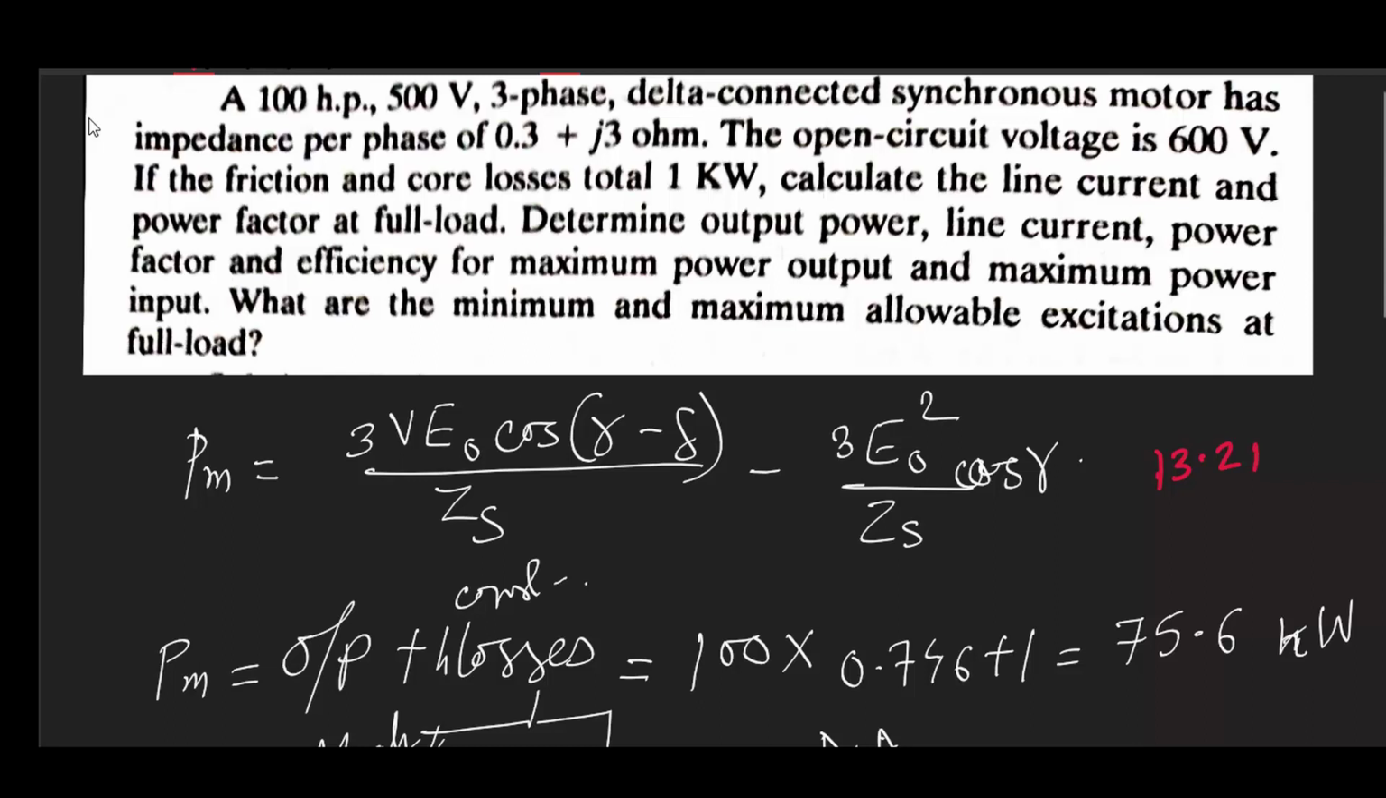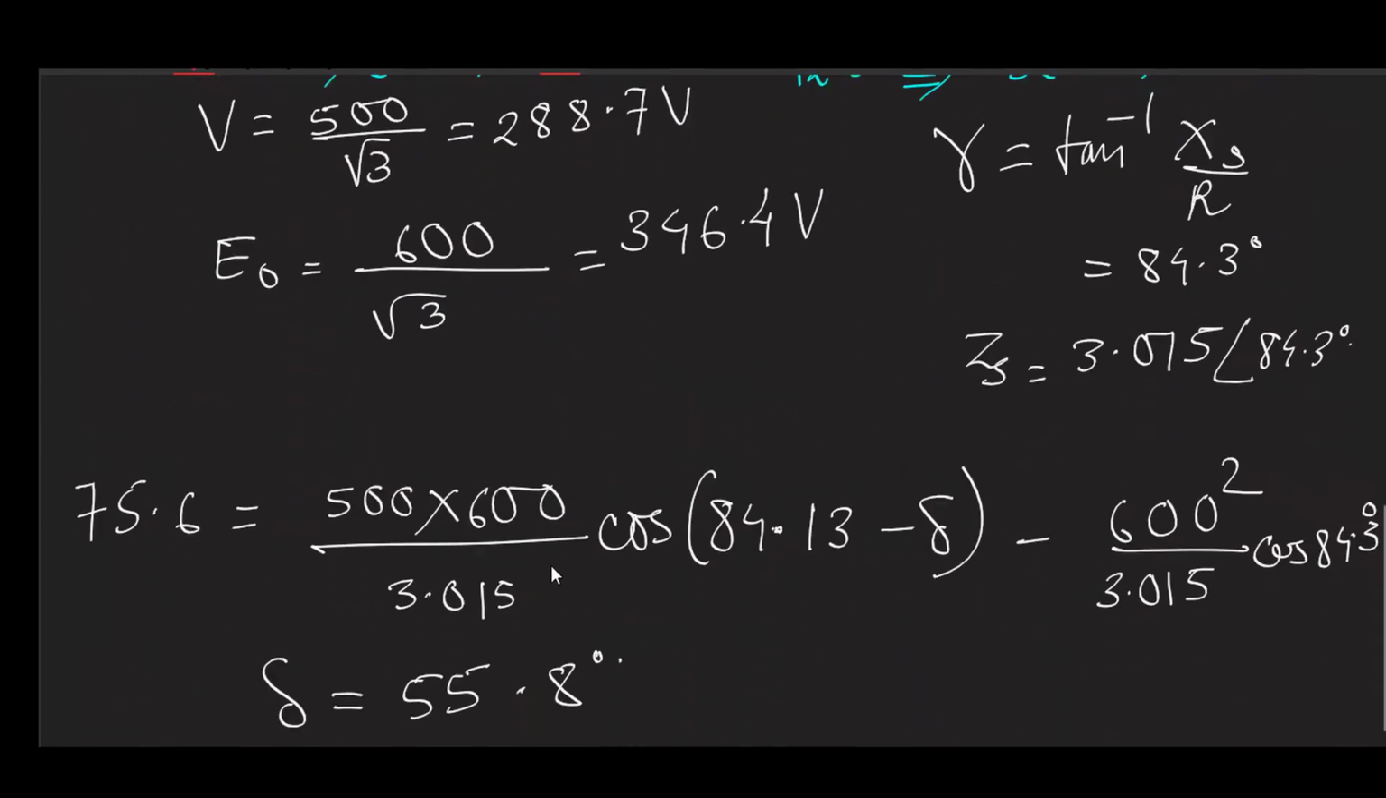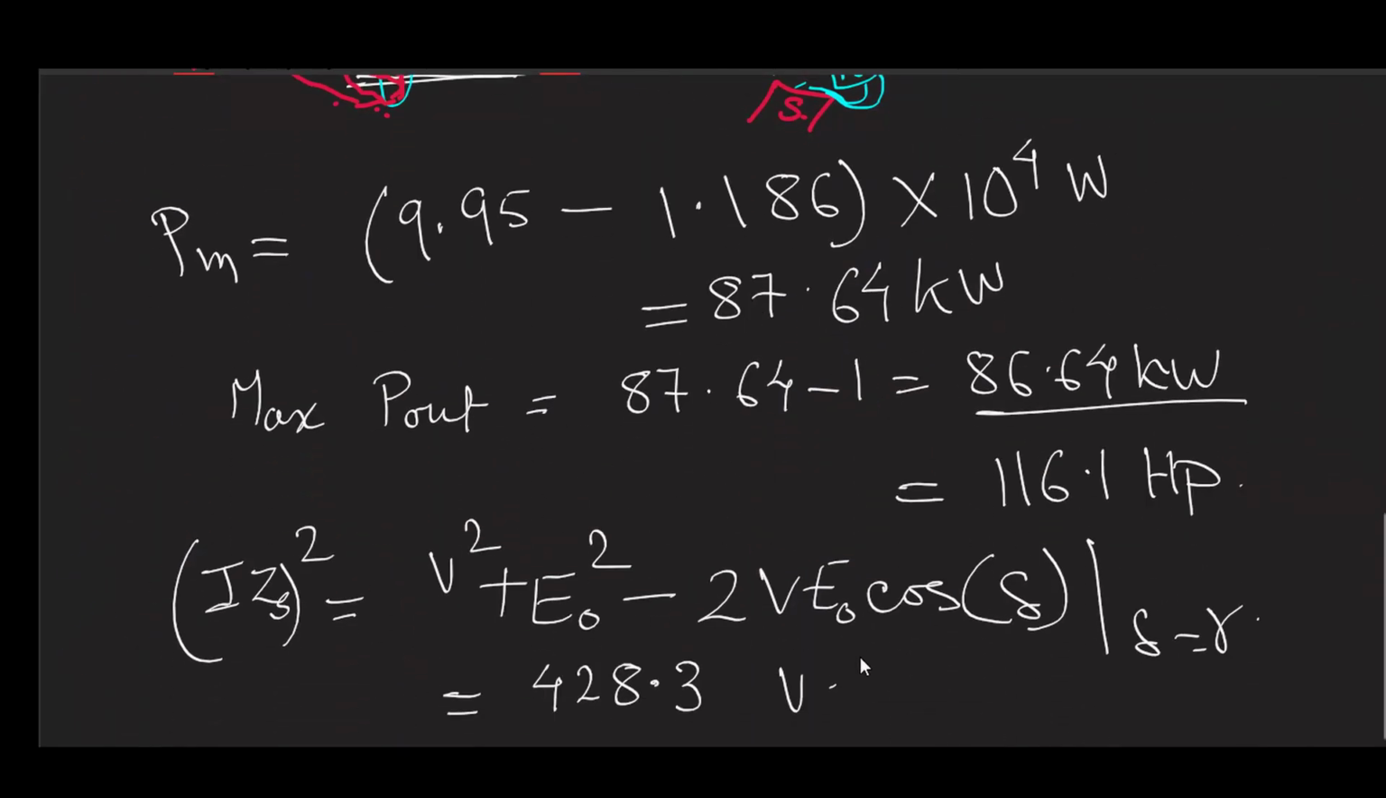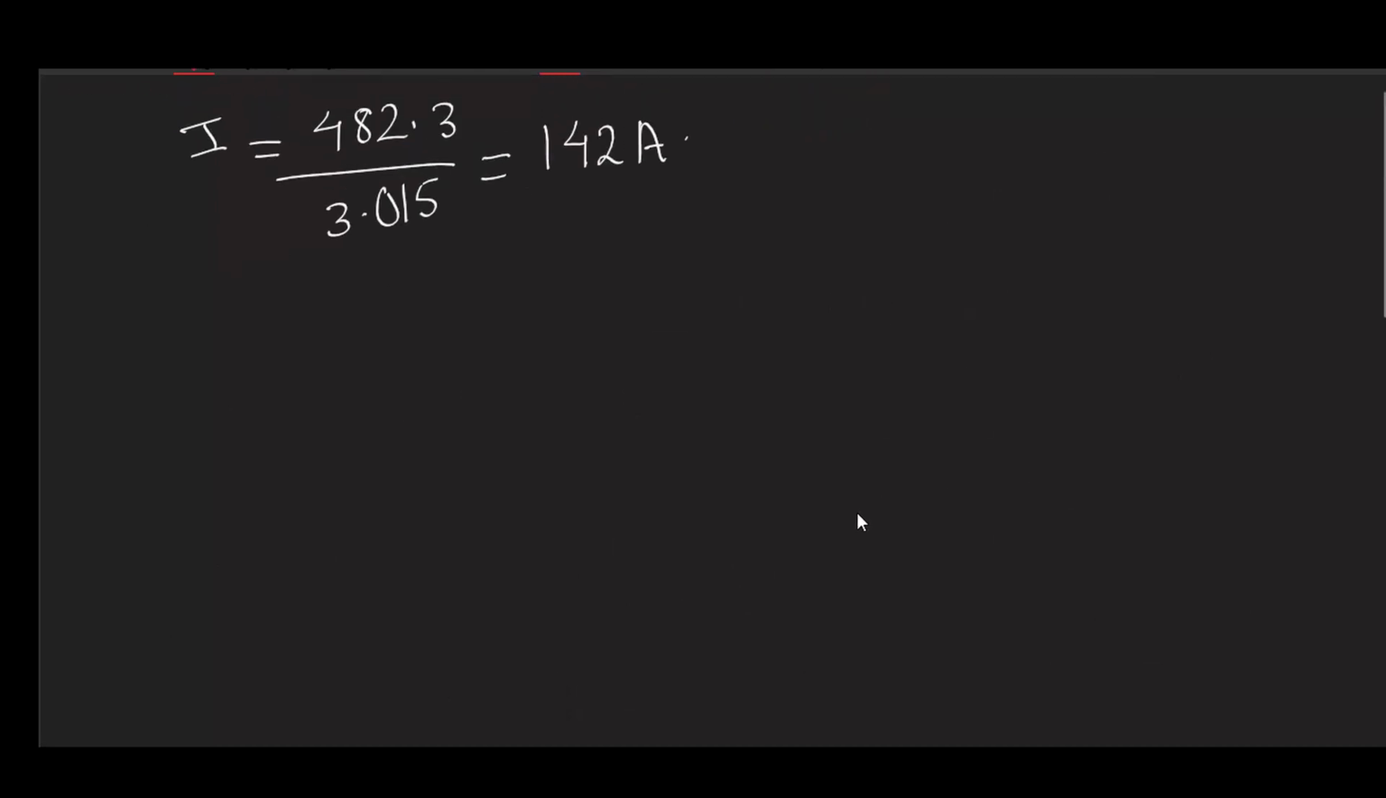Now we are working on this part. Now see, the maximum power output gives us this maximum value, which is obviously the theoretical value of delta. Beyond which, if we try to put more load, now the machine is producing 116.1 horsepower, right?